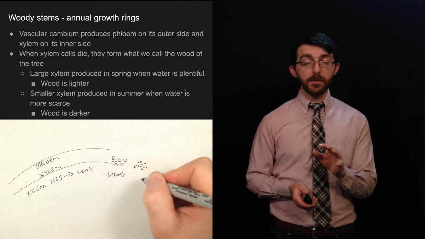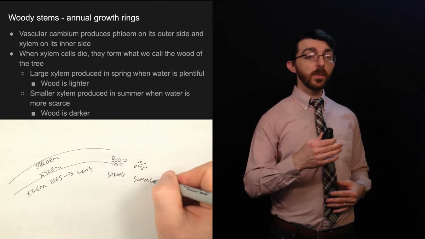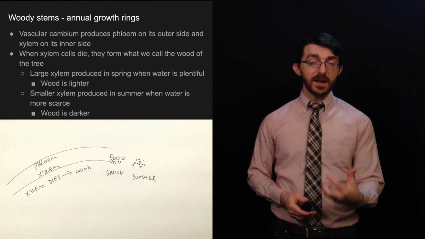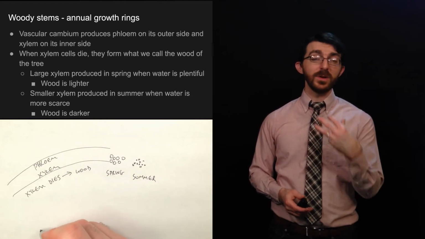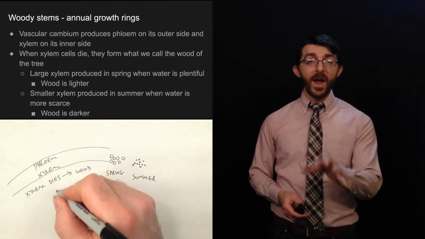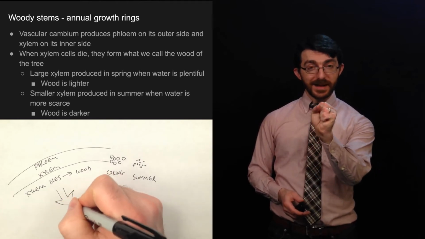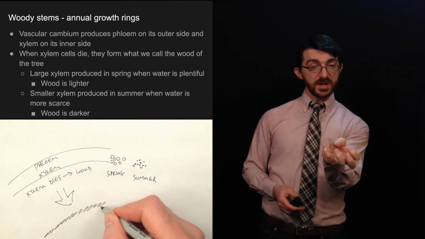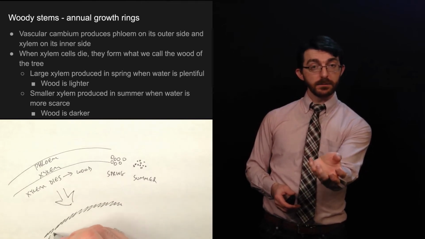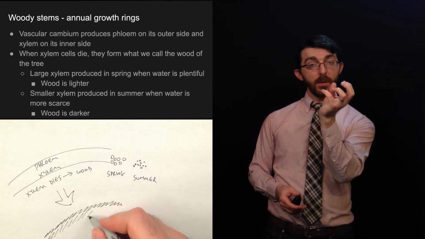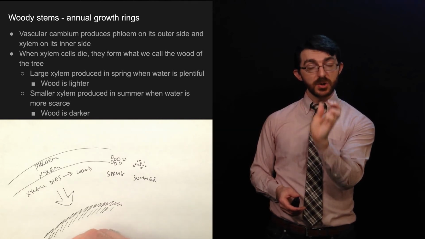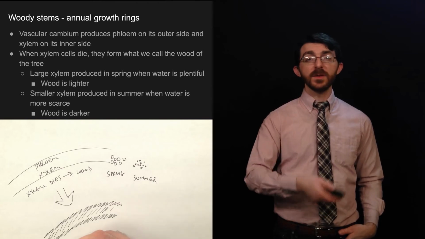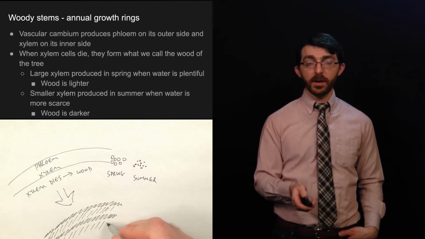Every year you go through a period of more available water and less available water. And that determines the size of the xylem in the woody stem. When the xylem dies and becomes wood, when it was larger xylem, the wood is lighter in color. When they were smaller xylem, the wood is darker in color. That happens once every year following the cycle of the availability of water.